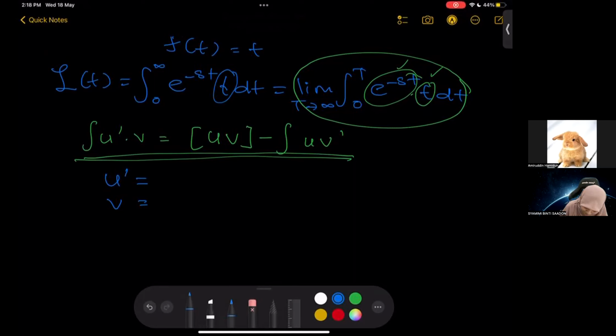So I choose u prime as exponential minus st, but I will add a constant s here so that it is easier for me to integrate. If I add the s here, I have to add minus 1 over s. How are we going to explain this?